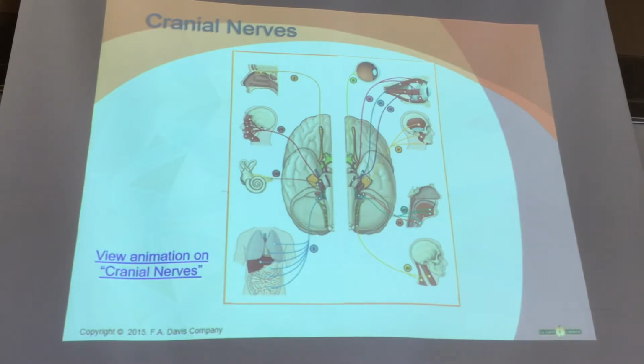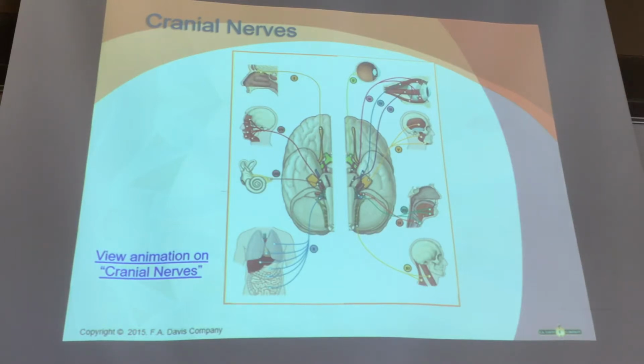Who can tell me? Yep. And the medulla oblongata. You got it. All right. So they lead directly from the brain, and they're very specific in their function. They're primarily responsible for your special senses. However, there will be some that are responsible for more like your heart rate and your respiratory rate.